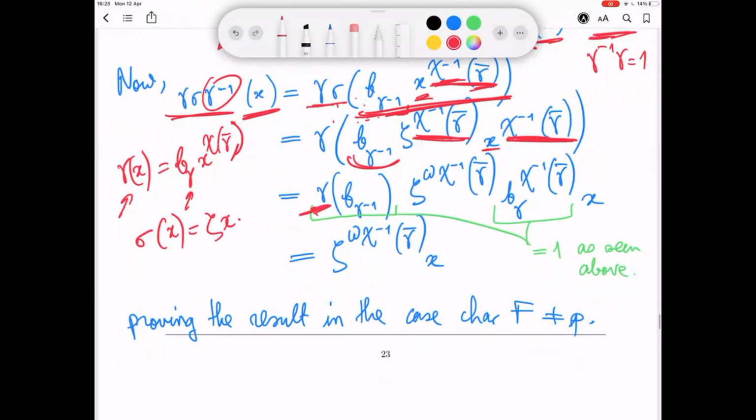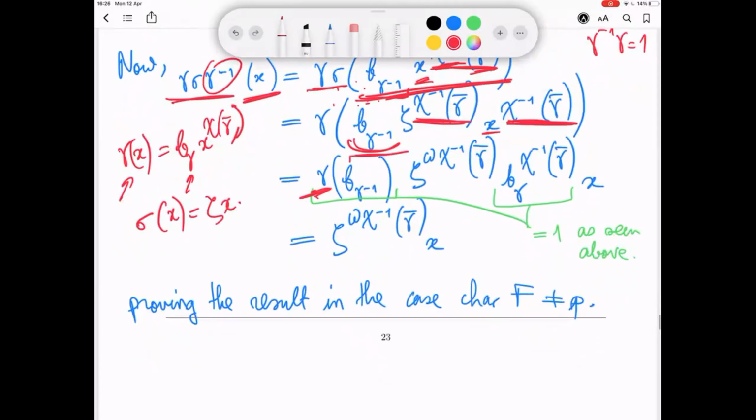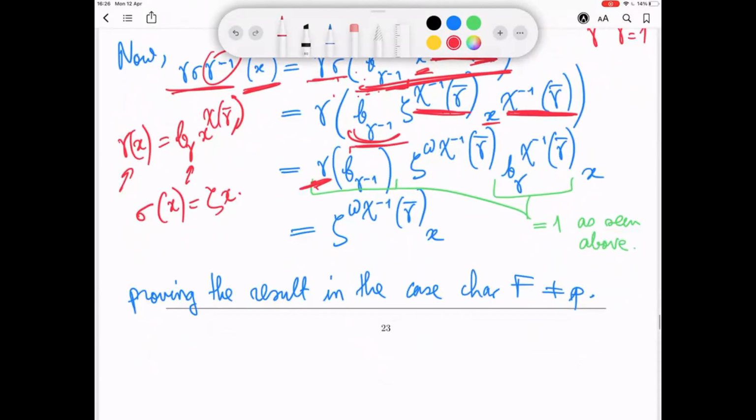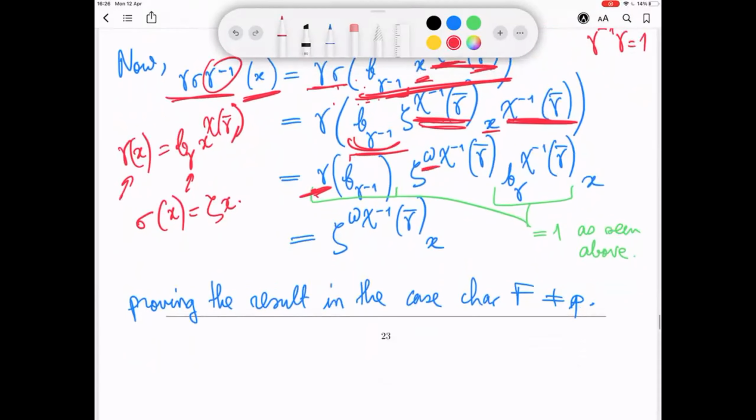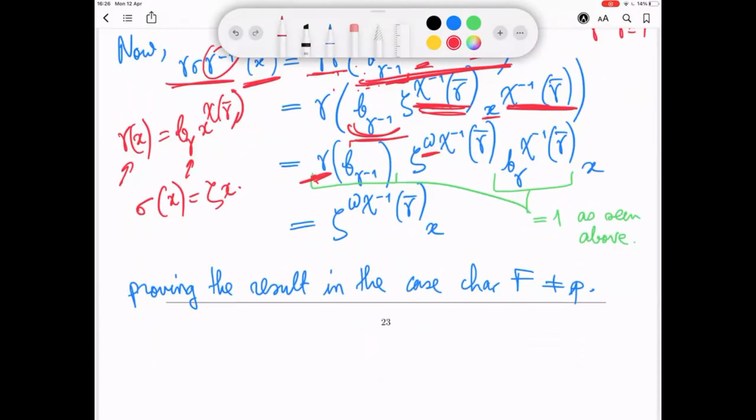Now you again apply gamma. So you'll have gamma of b, zeta to the power, this was already there. And here is an omega which appears. Why? Because gamma of zeta is zeta to the power omega gamma bar. That's how omega has been defined. This is gamma here. So I get this omega.